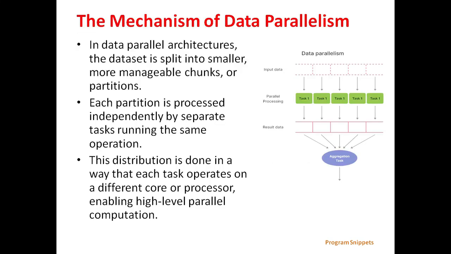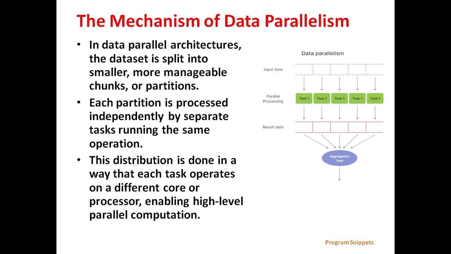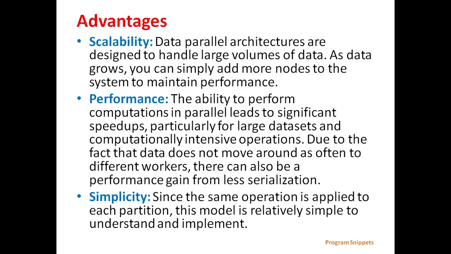The mechanism of data parallelism is as shown. In data parallelism architecture, the dataset is split into smaller and more manageable chunks or partitions. Each partition is processed independently by separate tasks running the same operation. This distribution is done in a way that each task operates on a different core or processor, which enables high-level parallel computation. Advantages of data parallelism are scalability.